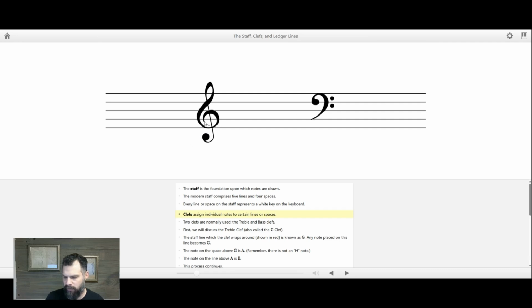Now, modern ways of describing these are the treble clef and the bass clef. I don't like that as much because it doesn't tell you really what its use is. And its use is to tell you where you are on the lines. This is the G line, if this is the clef that you're looking at. And this is the F line, if this is the clef that you're looking at. So this is the G clef.